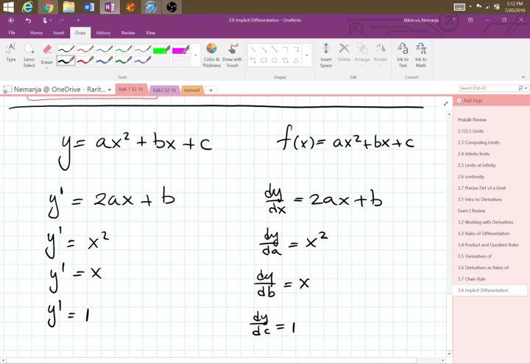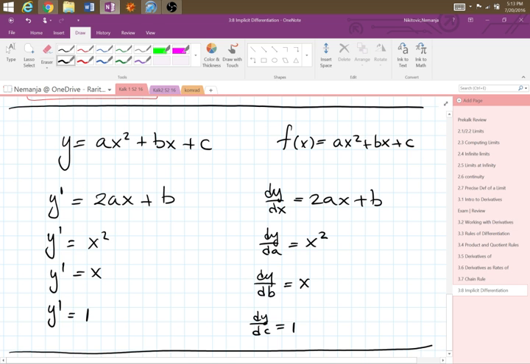Yes? So I get why, like dy dA, everything else goes away, but if that's supposed to be the derivative, why wouldn't it be 2x, and why wouldn't that x be a?